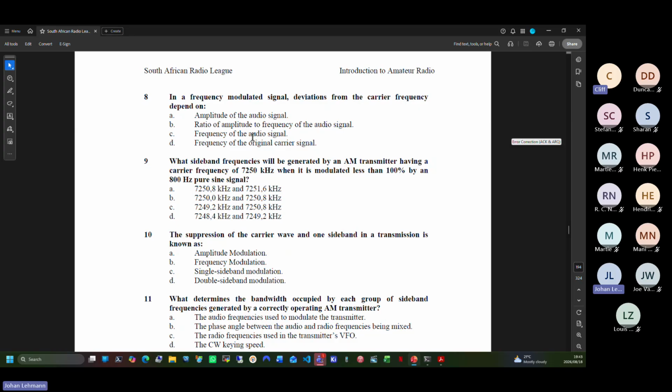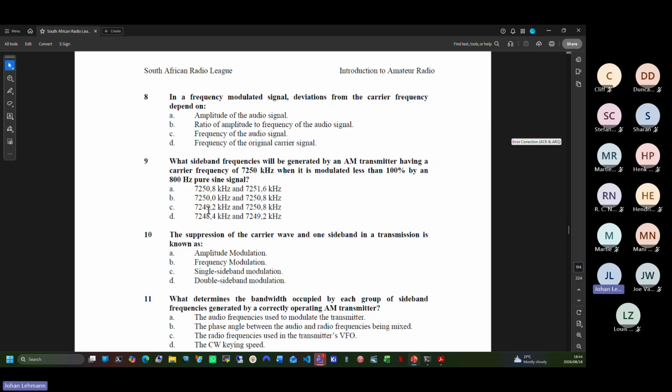Question 8. In a frequency modulated signal, deviations from the carrier frequency depend on? The amplitude. Amplitude, yes. What sideband frequencies will be generated by an AM transmitter having a carrier frequency of 7250 when it is modulated less than 100% by an 800 Hz pure sine wave? So how do we calculate this one? Plus and minus 800 hertz. I think it's 7249.2. Yes, it is C.